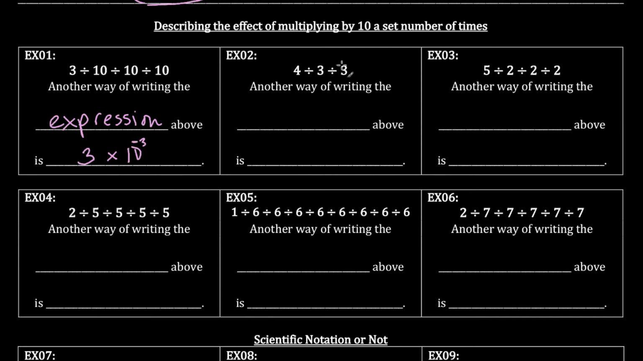So I'll give you another example. 4 divided by 3 divided by 3. Another way of writing the expression above is 4 times 3, not to the second power, because that would be times 3 times 3. It would be to the power of negative 2. In this one, another way of writing the expression above is 5 times 2, not to the third power, but to the negative third power because we are dividing.